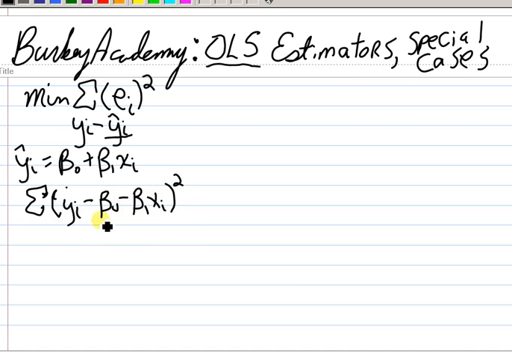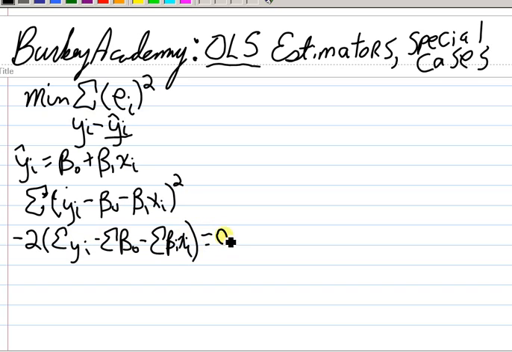Now, how do you minimize something? Well, you take the derivative of it. When you take the derivative of this, if you were to multiply it all out and take the derivative, or you can use the chain rule, I'm not going to explain all these steps, you're going to get minus 2 times, and I'm going to distribute the summation sign here, the sum of the y_i minus the sum of the beta zeros minus the sum of the beta 1 x_i's. And you're going to set that equal to 0 since we're using calculus and we're looking for a minimum.